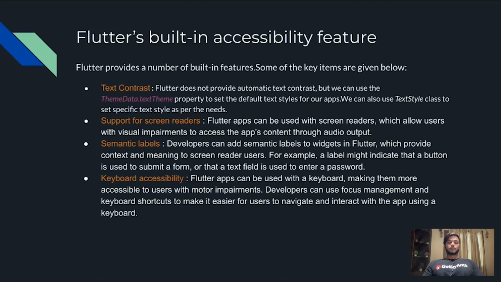Semantic labels. We as developers can add semantic labels to widgets in Flutter, which will give context and meaning to screen reader users. For example, a label might indicate that a button is used to submit a form, or that a text field is used to enter a password. Keyboard accessibility. We can use focus management and keyboard shortcuts to make it easier for users with motor impairments, who can navigate and interact with the app using the keyboard easily.